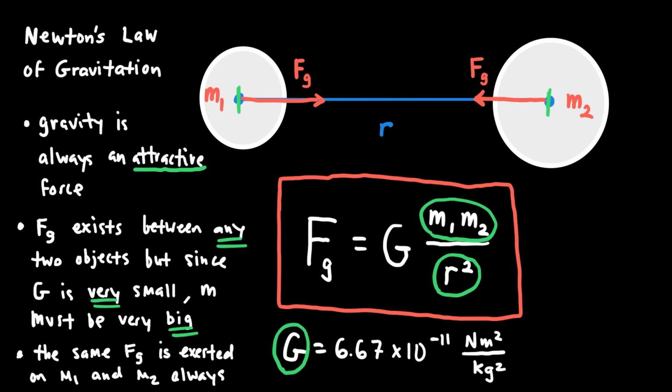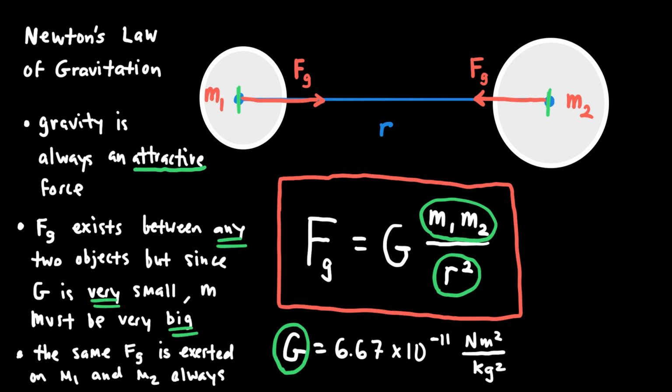And lastly, I'd like to reiterate that the force of gravity exerted on two objects, m1 and m2, is going to be the same regardless of whether they have the same mass or not. And this is something that's illustrated by Newton's third law. For every action, there's an equal and opposite reaction. Here, the action and reaction pairs of forces are the gravitational forces that each object exerts on one another.